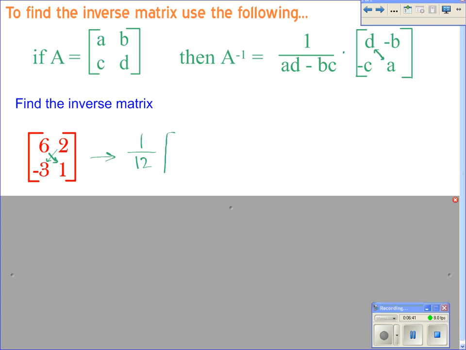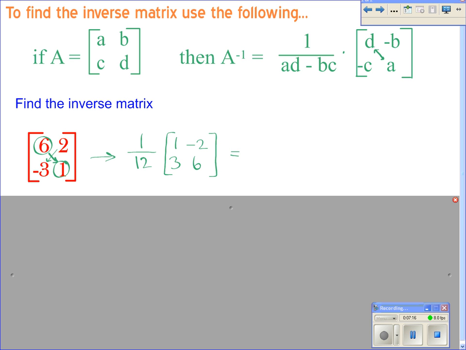And we're going to multiply it. So we need to switch the A and the D to the opposite spots. So now this is 1 and this is 6. And then what do we do to the other two? We just switch the sign. So now this is positive 3 and this is negative 2. And now we just take them all by 1/12, multiply them by 1/12.